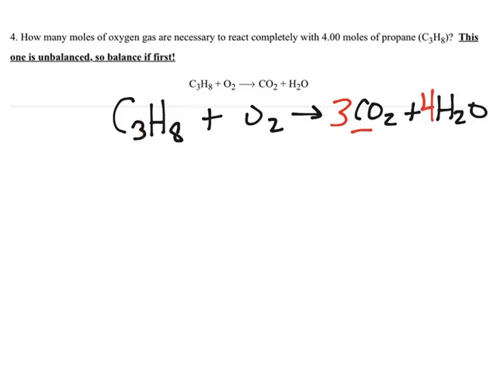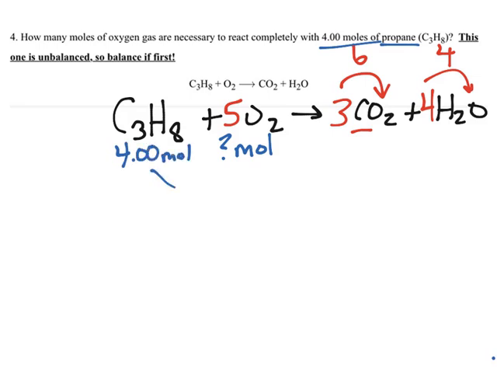And now balance the oxygens. 3 times 2 is 6, and 4 times 1 is 4 for a total of 10. So I need 5 sets of 2 in order for this to balance out. Now I can begin the actual problem. How many moles of oxygen gas, so question mark moles of O2, are needed to react with 4 moles of propane, which is the C3H8?